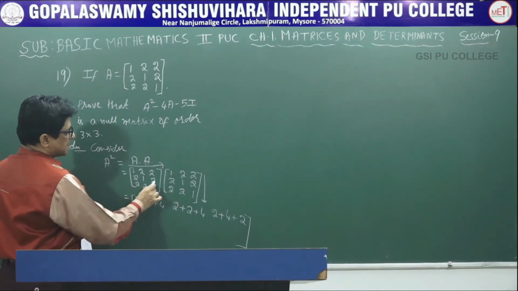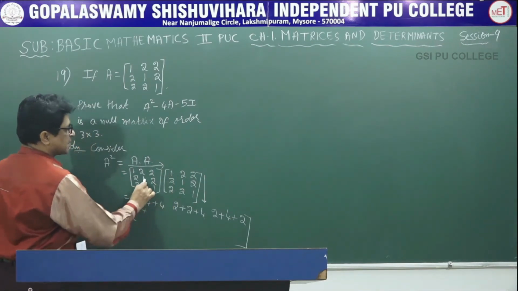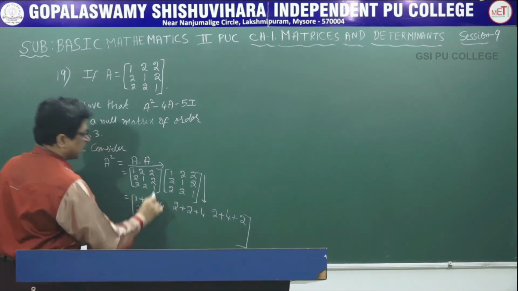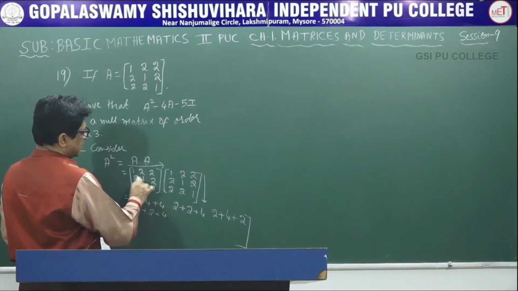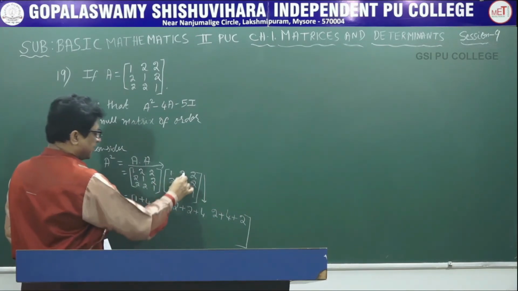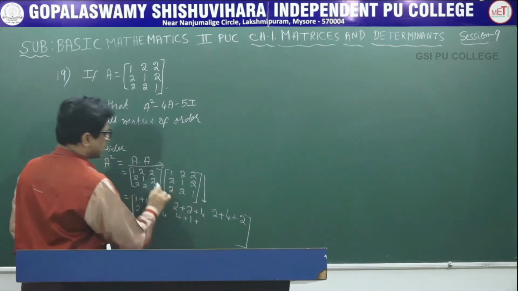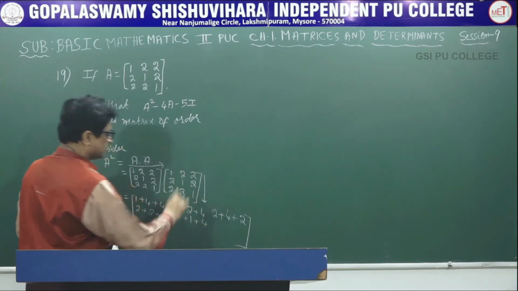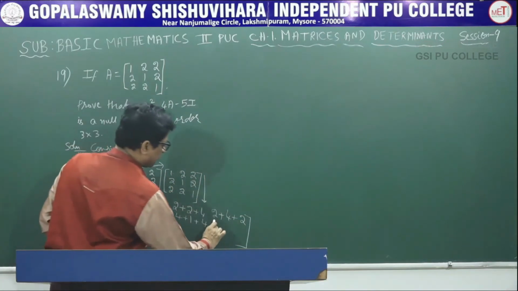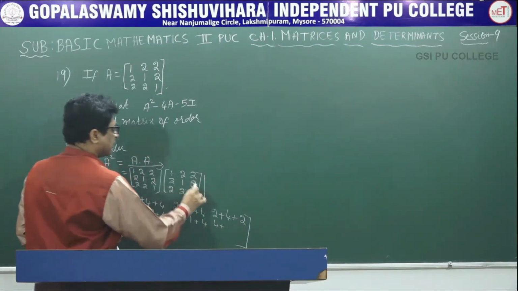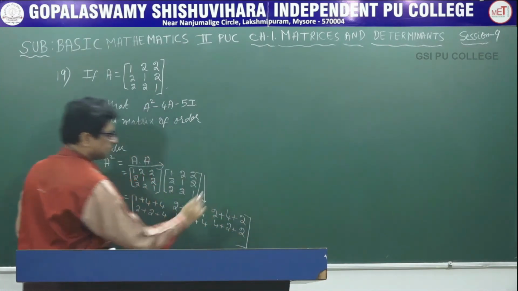Next element is second row into first column. 2 into 1, 2 plus 1 into 2, 2 plus 2 into 2, 4. So next element is second row into second column. 2 into 2, 4 plus 1 into 1, 1 plus 2 into 2, 4. Next second row into third column. 2 into 2, 4 plus 1 into 2, 2 plus 2 into 1, 2.